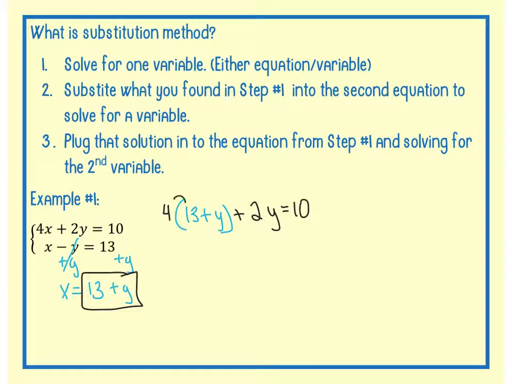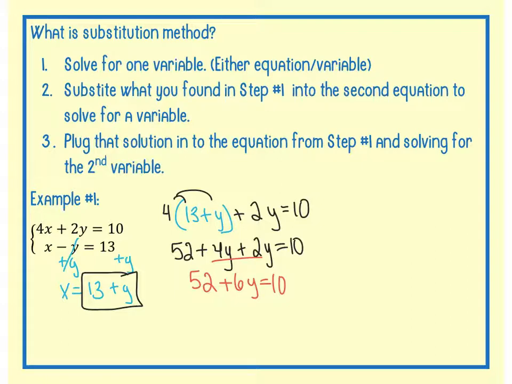Next, I'm going to distribute the 4 into the parentheses. Then I have 52 plus 4Y plus 2Y equals 10. Combine like terms, I have 52 plus 6Y equals 10. Subtract 52 from both sides. 6Y equals negative 42. The next step is to divide by 6 on both sides. Y equals negative 7. You have found one of your variables.